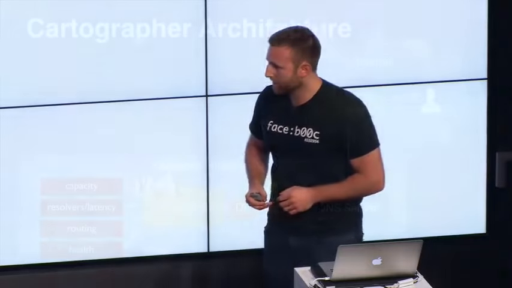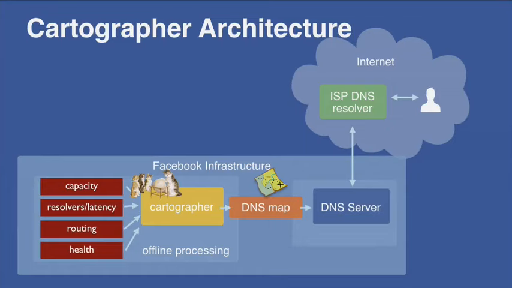So the way Cartographer works, as I mentioned, it takes a lot of different inputs: capacity, the latency between our DNS resolvers that are talking to us, the actual routing. It does peer with every router we have, every border router on the edge of the internet, and collects all the routes to see how things are looking there. And of course, it continually pings every single L7 load balancer that we have to collect that health data.